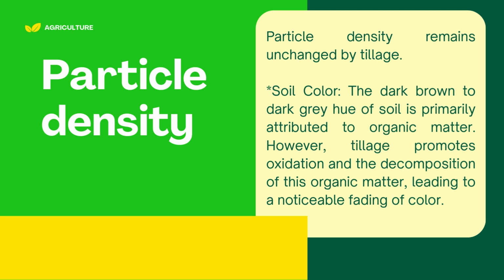Particle density. Particle density remains unchanged by tillage. Soil color. The dark brown to dark gray hue of soil is primarily attributed to organic matter. However, tillage promotes oxidation and the decomposition of this organic matter, leading to a noticeable fading of color.